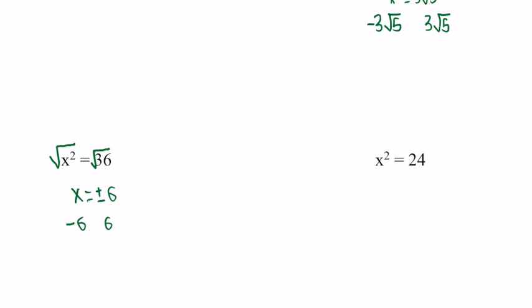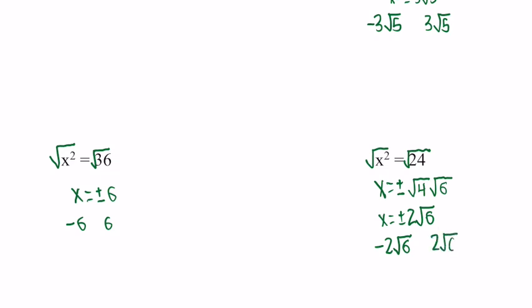Looking at x squared equals 24, we take the square root of both sides. The square root of x squared is x. The important thing to remember is, because we took the square root of both sides, we stick a plus or minus at the beginning of the right side. 24 is not a perfect square, but we can simplify it by splitting it up into the square root of 4 times the square root of 6. The square root of 4 is 2, so we have plus or minus 2 square root of 6. Or if we wanted to write them individually, the solutions would be negative 2 square root of 6 and positive 2 square root of 6.